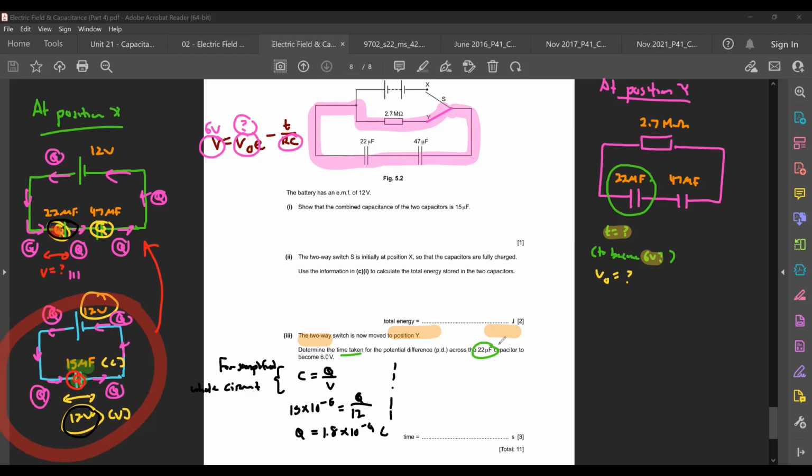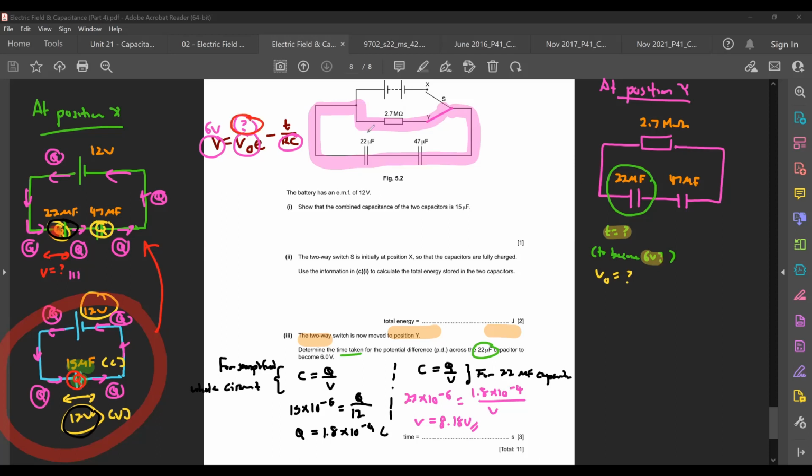So here, I again will use C equals Q over V, but for the 22 microfarad capacitor. So then this one now would be 22 times 10 power minus 6 equals 1.8 times 10 power minus 4 divided by V. This V here will now be 1.8 times 10 power minus 4 divided by 22 times 10 power minus 6. You will get the answer as 8.2 volts. Or maybe if I use 3SF, this one would just be 8.18 volts. Okay, so now you've already found out what your V0 is.